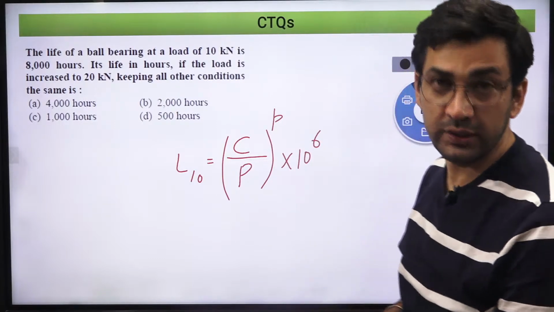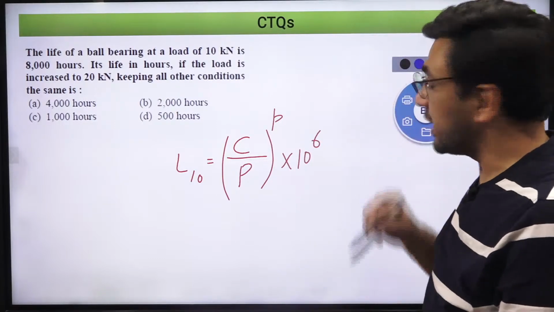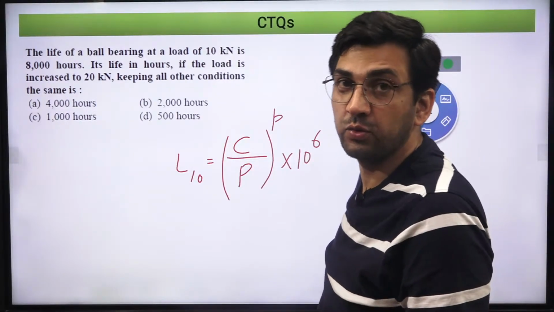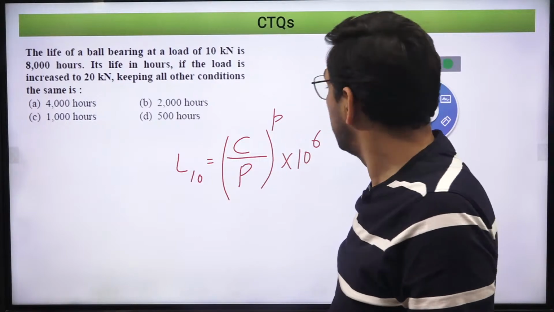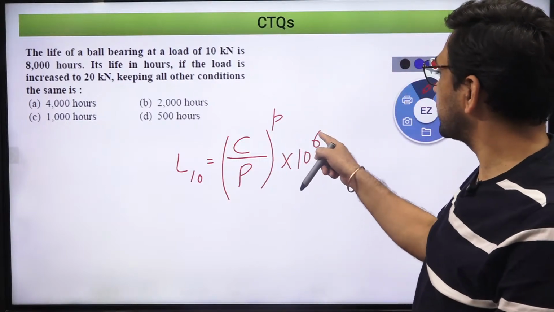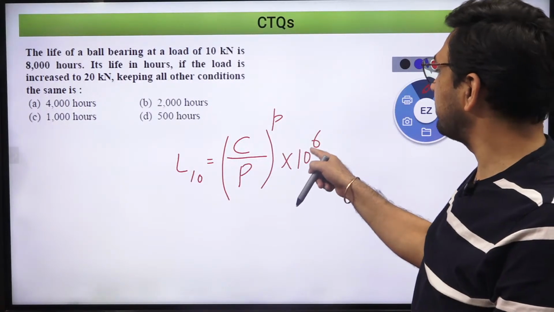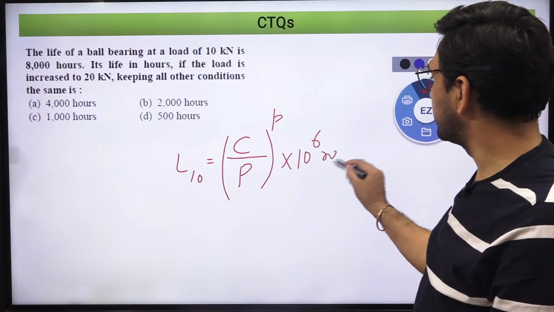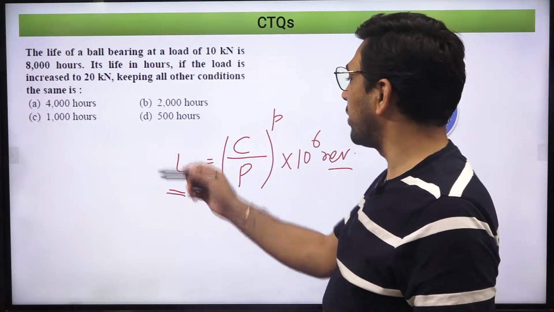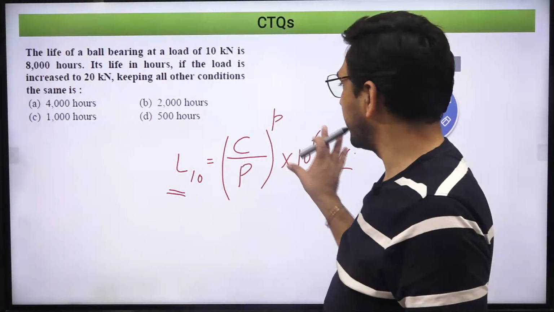1 million is how much? 10 lakh. You say 1 million views, meaning 10 lakh views. 2 million views, 20 lakh. So that means how much? 10 to the power 6 is a million, that means 10 lakh revolutions.